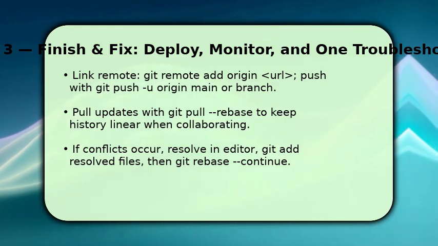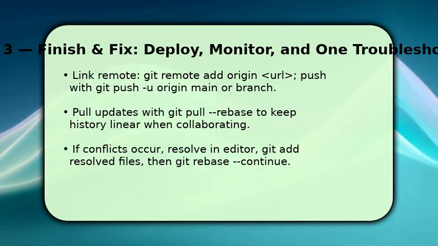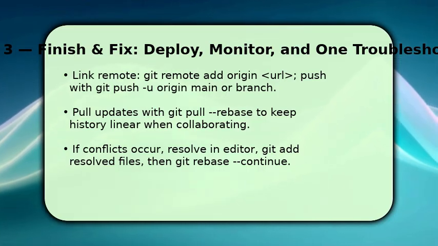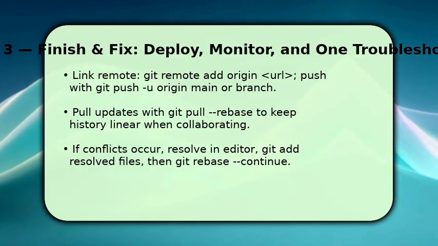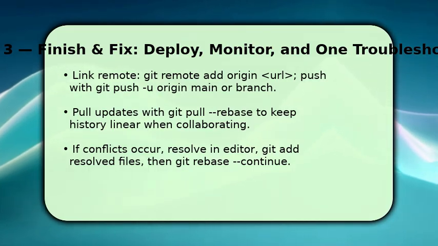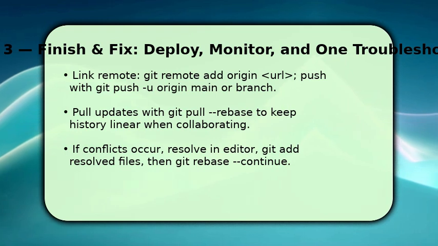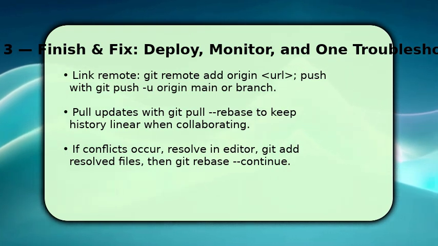When collaborating, pull frequently. git pull --rebase keeps a linear history and reduces merge clutter. If you encounter conflicts, open the conflicted files in the editor, resolve the markers, then git add the resolved files and git rebase --continue, or git commit if merging.